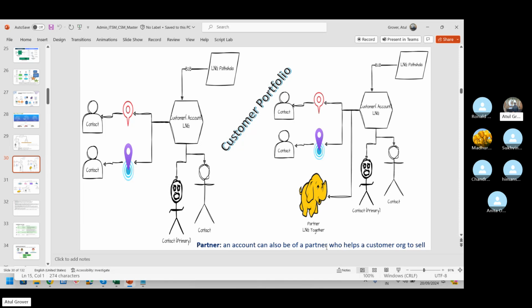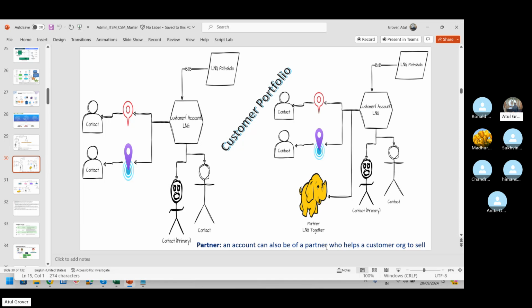And how to identify this? We just have to make a tick in the account creation that yes, he is my partner as well. Being a partner, you can get a little bit more benefits. If you sell my product to your customers, you get a share from my side as well. That is a partner.